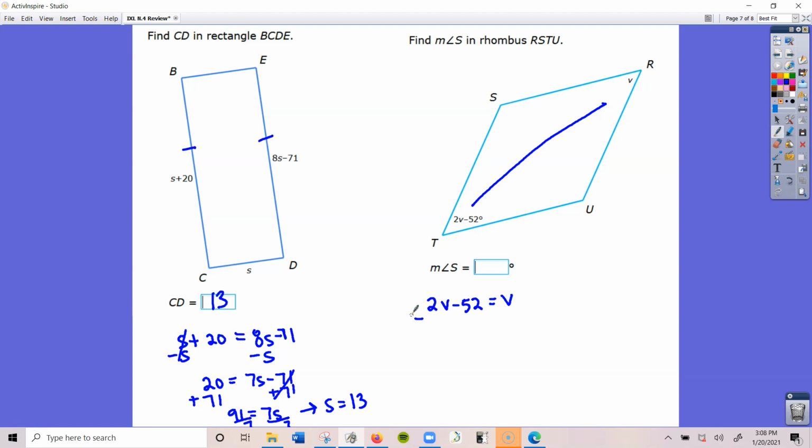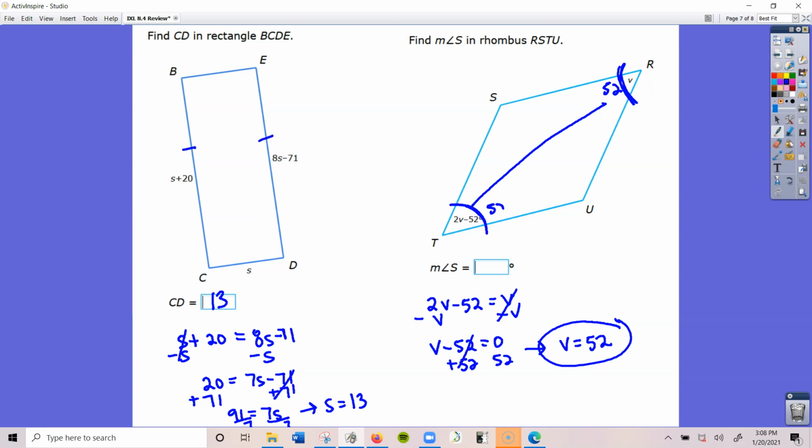Let's subtract this v. So we have v minus 52 is equal to 0. So add the 52, and we get that v is equal to 52. So that is the value of v, which is this angle here, right? So this is 52, and this is 52 in total.